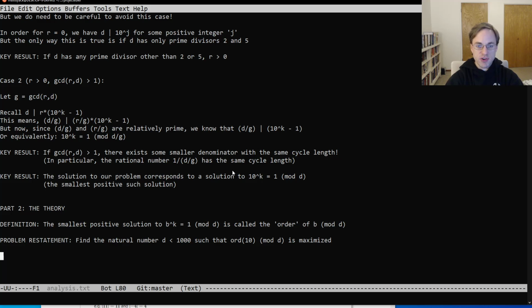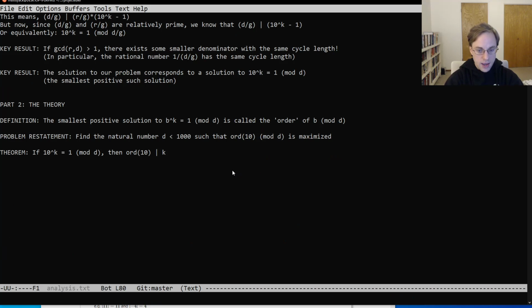So now, the first key theorem from number theory. Theorem: if 10 to the k is congruent to 1 mod d, then ord 10 divides k. And this is actually pretty easy to prove, and so I will do so now. Let k equal s times ord 10 plus t.